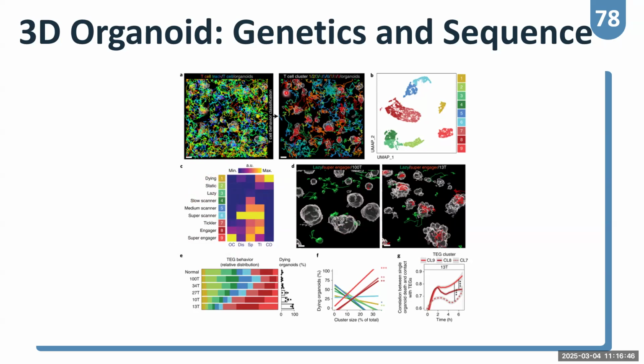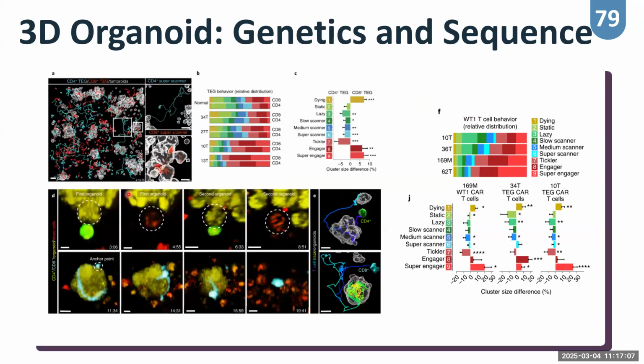They monitor one T cell as it moves, joins the organoid, and then moves out, joins and moves out, joins and moves out. And in this paper they try to classify the T cells like this, lazy T cell or super engager T cell, to kill the cancer cell.